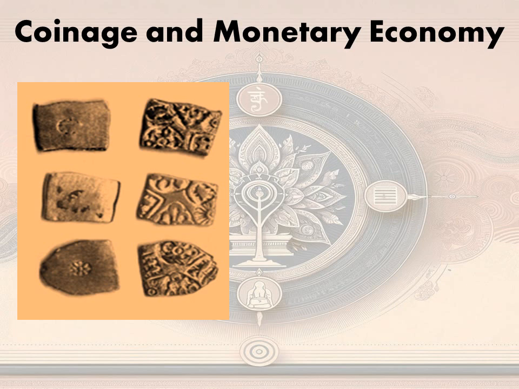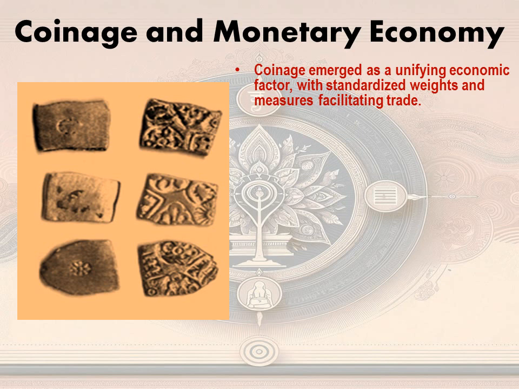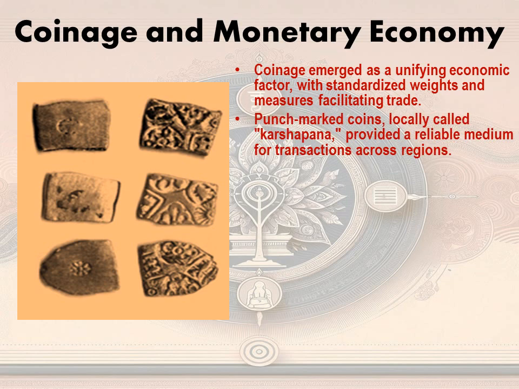Coinage and monetary economy. What was the coin structure? We already know that there was existence of punch marked coins. Now let us get into the depth of monetary economy. Coinage emerged as a unifying economic factor with standardized weights and measures facilitating the trade. So there was a standardization in weights and measurement, and that served as a unifying economic factor between the different Mahajanapadas. Punch marked coins, locally called karshapana, provided a reliable medium for transactions across regions.